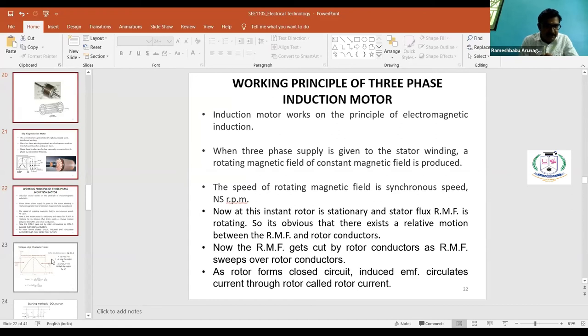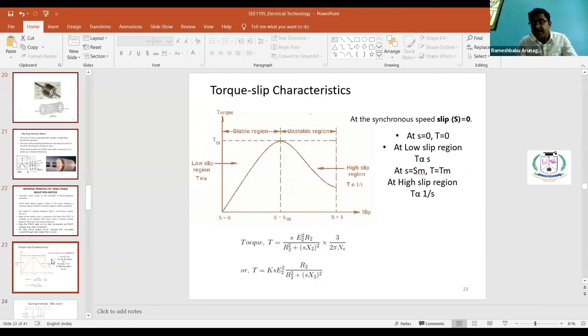Next topic is the torque slip characteristics. This is a very important question. The torque slip characteristics can be divided into three regions of operation: when s is equal to zero, when s is low, and when s is high. Based on that it can be divided.